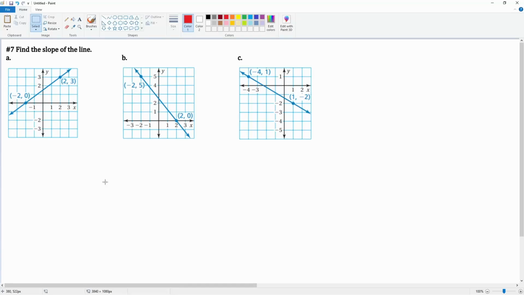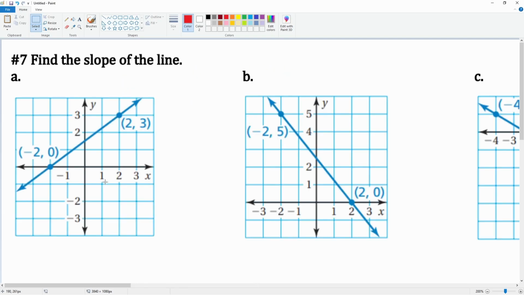Section 3, number 7, you're going to find the slope of the line here. So slope, m, which is going to be the value for slope, is defined by the change in your y, which is your vertical, divided by the change in the horizontal, which is delta x. All right, let's find this.